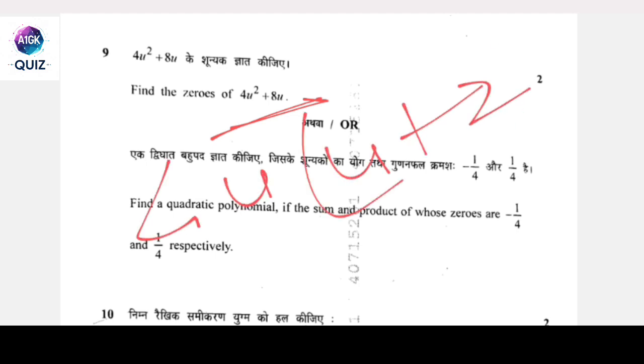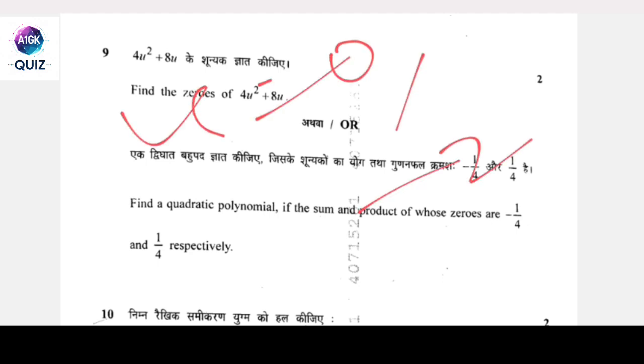Find the zeros of 4u square plus 8u. From the given equation, we take 4u common, and after taking 4u common, it becomes u plus 2. After that, putting it equal to 0, from the given expression we get the answer as u is equal to 0 and u is equal to minus 2.